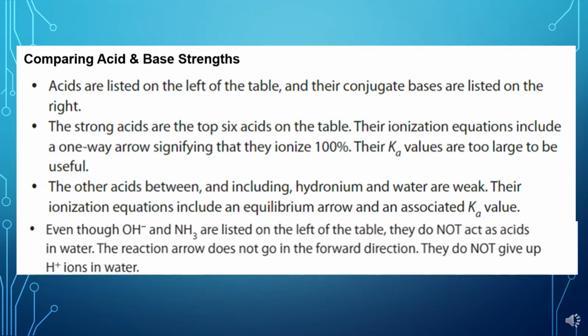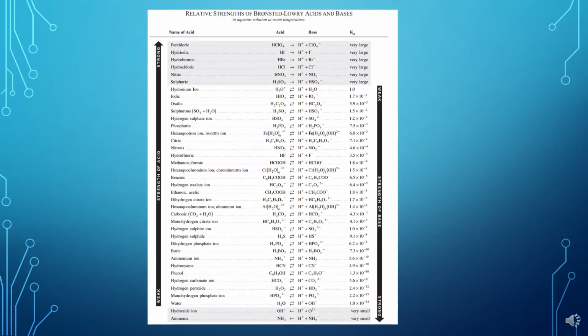So there's just a few summary notes to go through what I just talked about. So coming back to this, the other thing that you'll notice is that even though OH⁻ and NH3 are listed on the left-hand side of the table, they do not act as acids, just in the same way that the conjugate bases of these strong acids never get to act as a base. So they do not give up hydrogen ions in water because that's a one-way reaction, because it's a strong acid or a strong base.